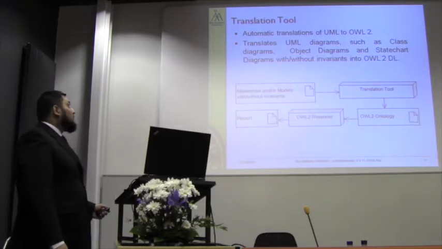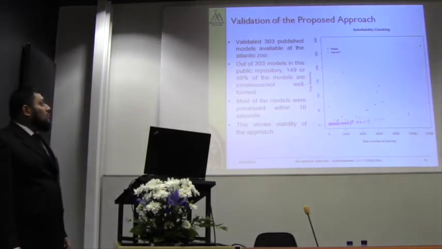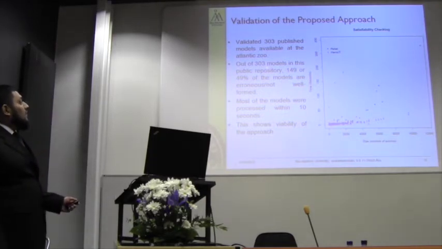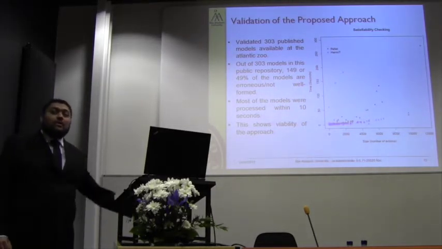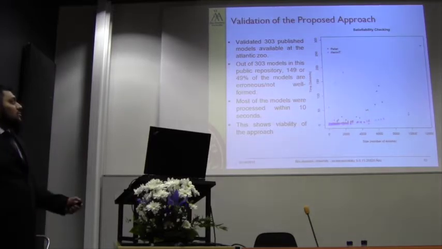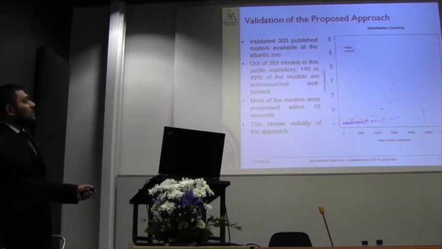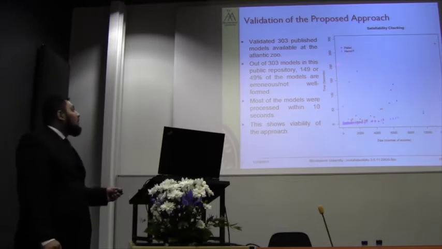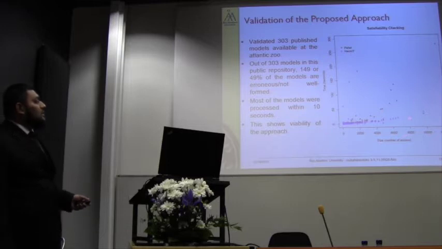The validation report reveals the problems in the input model. We have also validated this approach on more than 300 models available online in the Atlantic Meta Model View. We found that out of 303, around 49% of the models have problems or are not well formed. We successfully detected these errors, and this also shows the viability of our approach. At the same time, we have also done the satisfiability checking, or the stress test, we can say, the performance test of these reasoners. We are using Pellet and HermiT, and we can see in the diagram that both reasoners are able to process these models in less than 10 seconds.